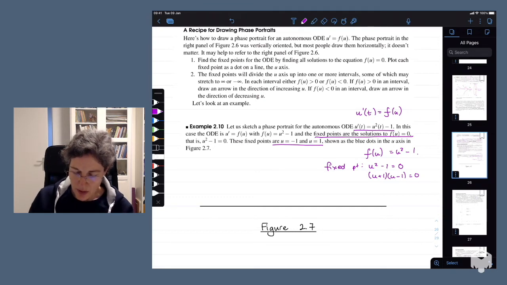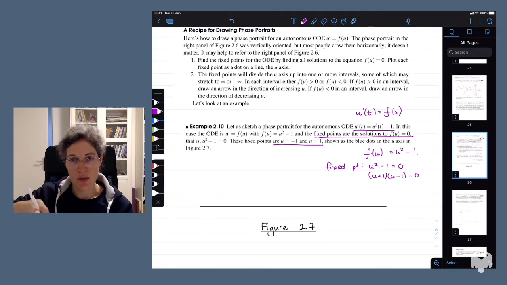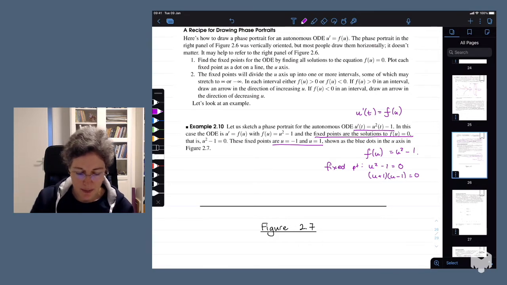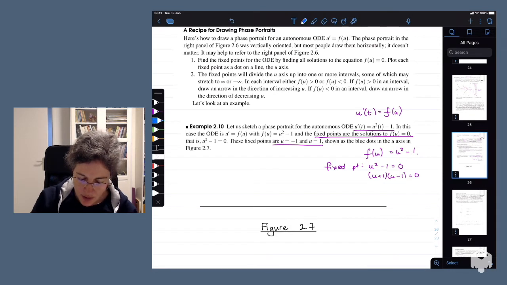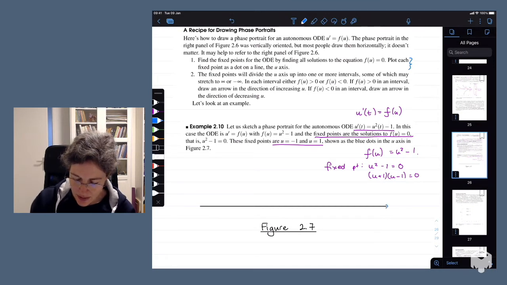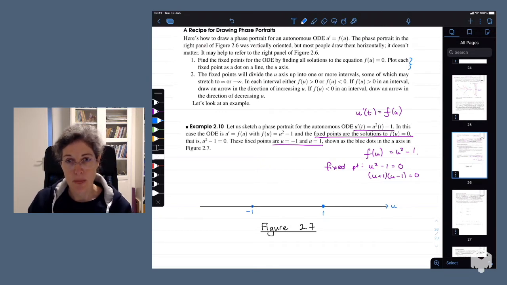So previously we drew our phase portrait going this way, but that was just because it was helpful when we linked it to the direction field. But mostly we draw them horizontally. It takes up a bit less space. So the first trick is to plot each fixed point as a dot on a line, and this is our u-axis here. So we want to plot minus 1 and 1. Okay, good so far.